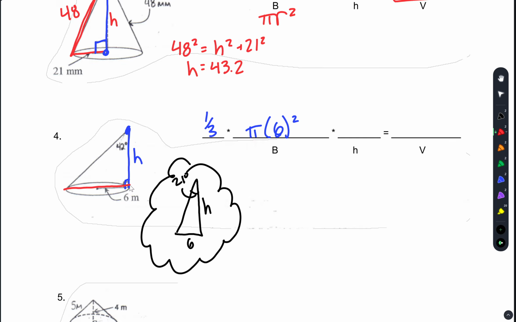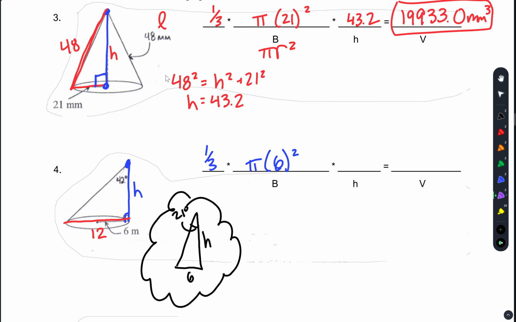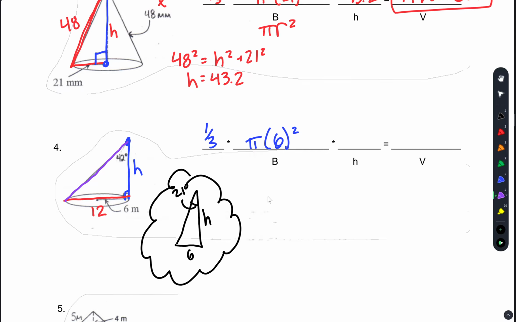We know that's a diameter. This is 12. So then this whole side becomes my hypotenuse, and I haven't changed that angle at all. It's still 42. I'm not trying to guess whether I cut it in half and get 21, or maybe it's a little bit off. I'm just going to use that 42 that was given to me.